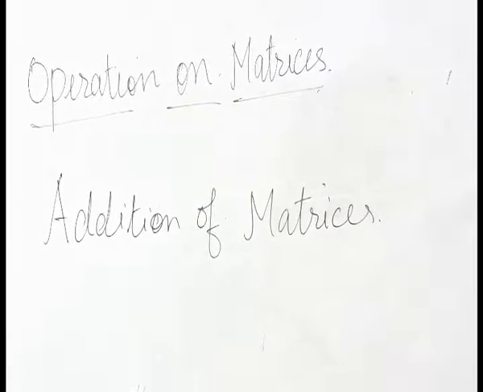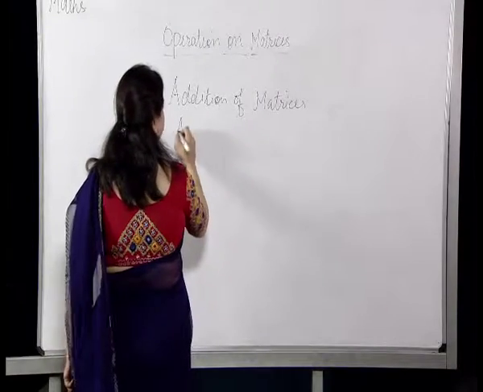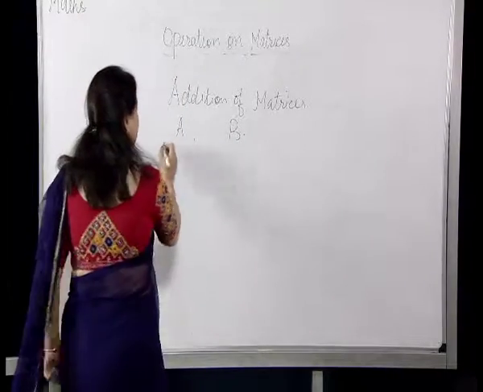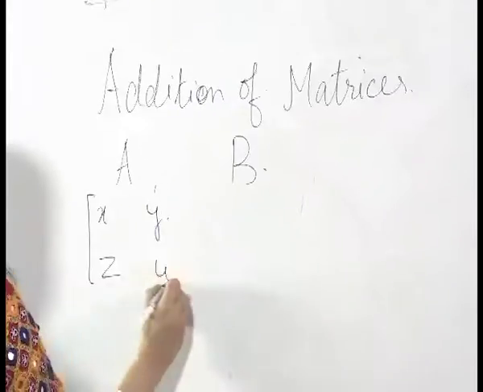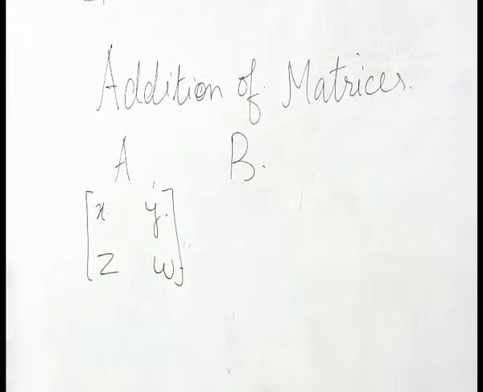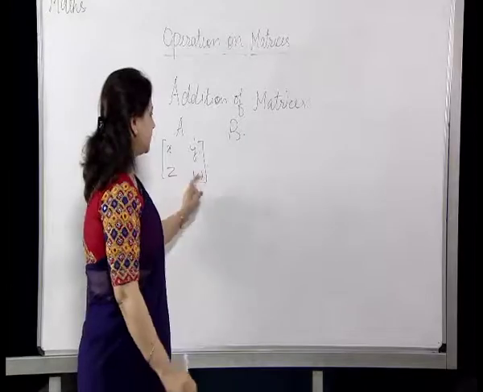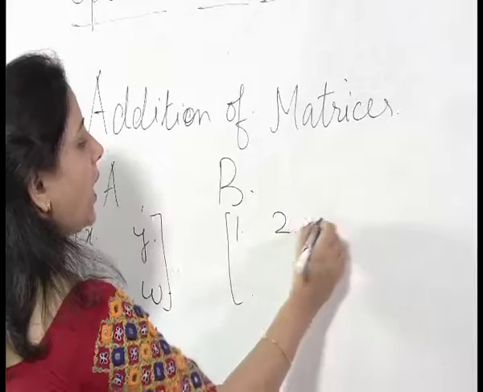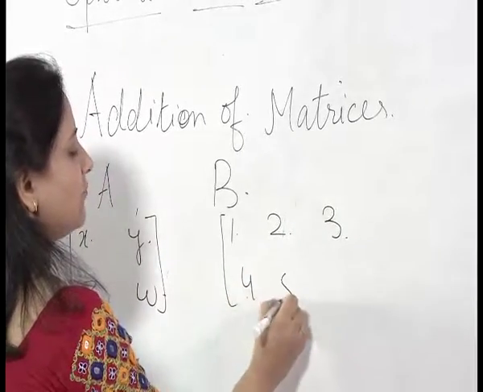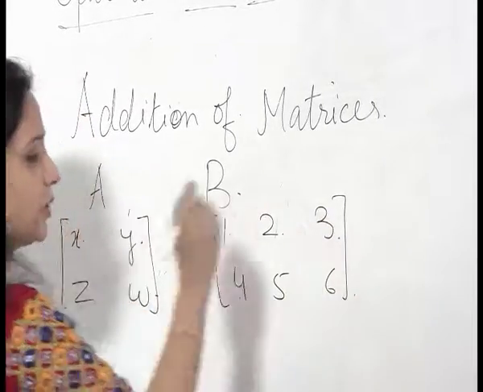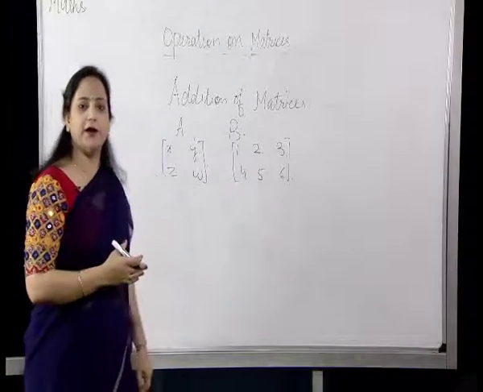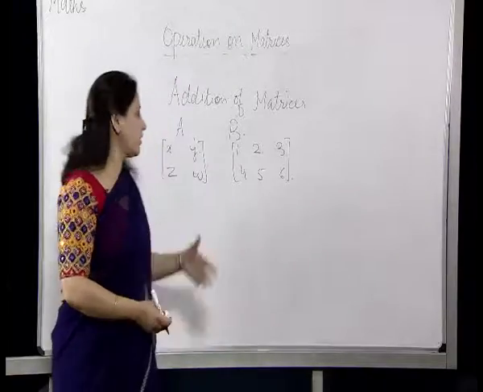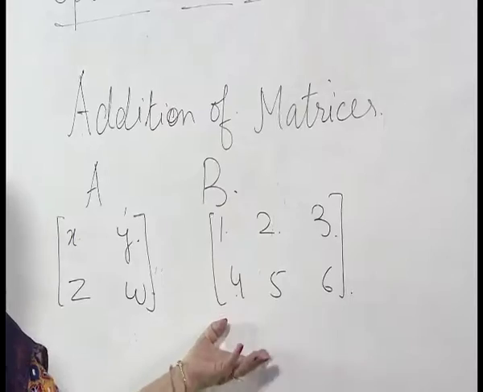Addition of matrices, what we do, we take two matrices A and B. If A is a matrix having the elements x, y, z, w and B is a matrix having the elements 1, 2, 3, 4, 5, 6. Okay. Now, what is done in addition? We add the corresponding elements of matrix A with matrix B.